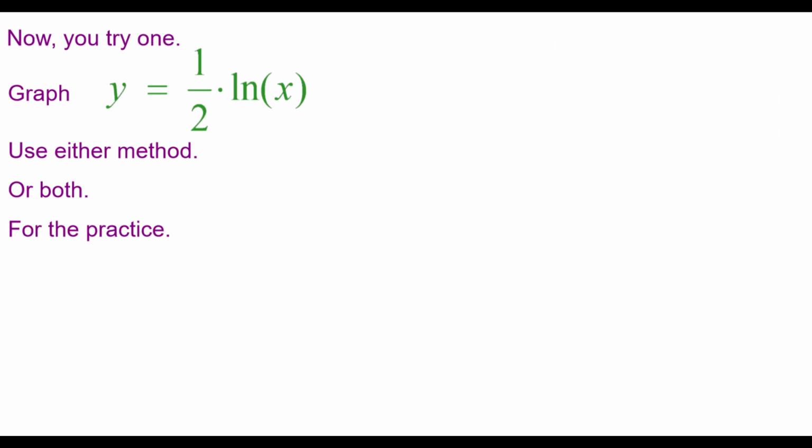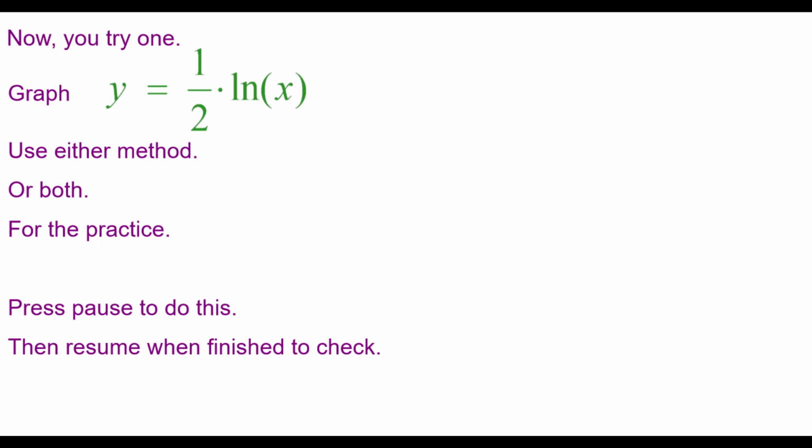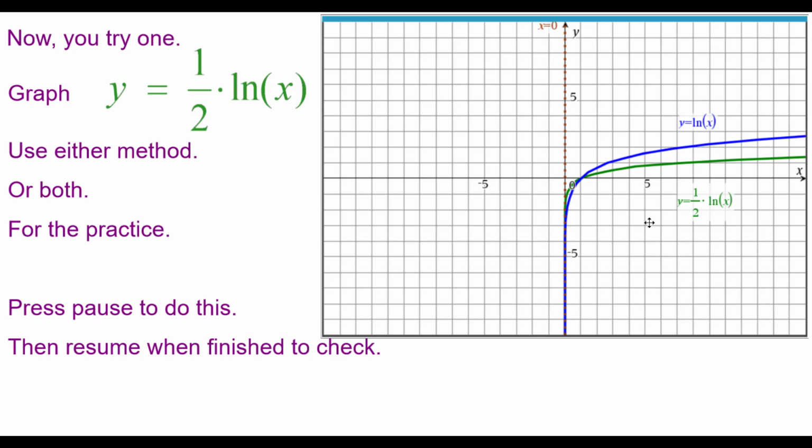Now you try one. Graph y equals 1/2 times the natural log of x. Use either method or both for the practice. Press pause to do this and then resume when you're finished to check your answer. And here's your answer in green compared to the parent function in blue.